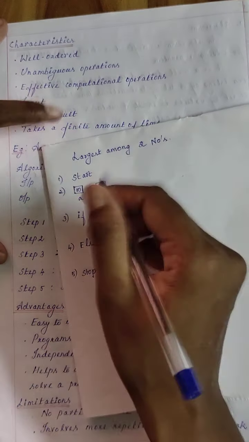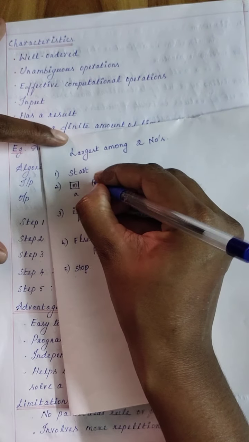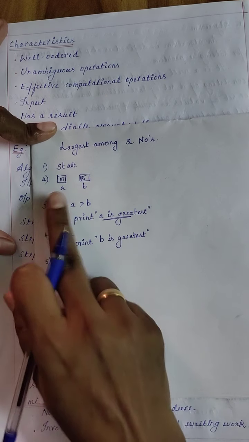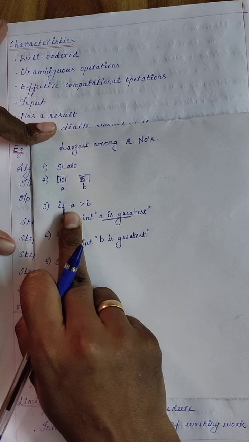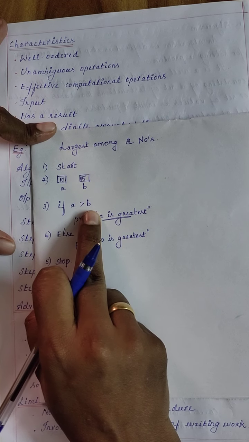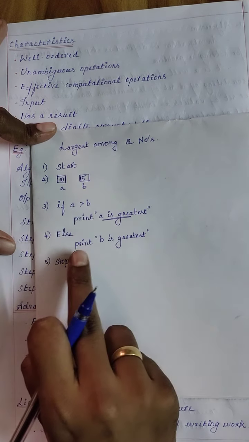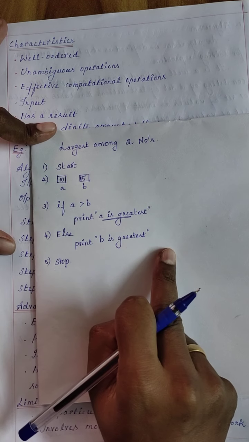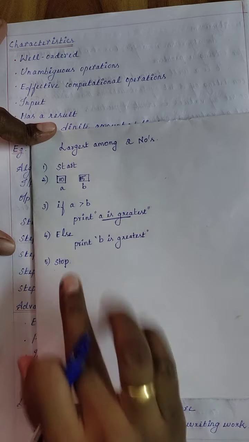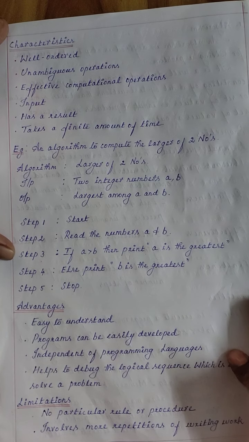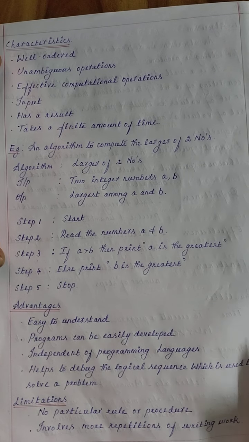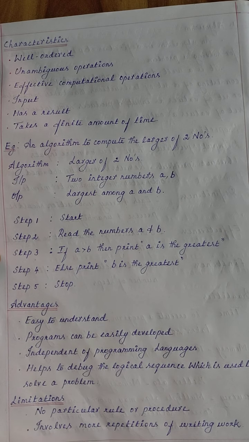See, in case, imagine I'm going to give the value for B as 50. So in this case, what will be the output? What is the value of A? 10. Is 10 greater than 50? No. So this statement is not executed. We are coming to the else part. So the output we are getting is B is greatest, and next one is stop. Okay. And next we are going to see the advantages and the limitations, that is the disadvantages.